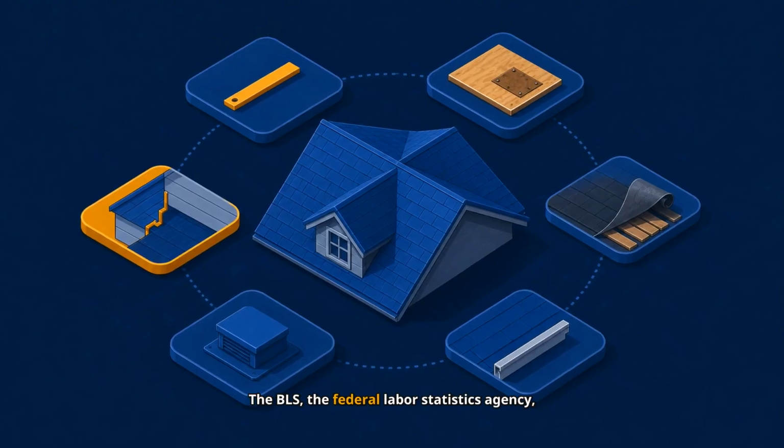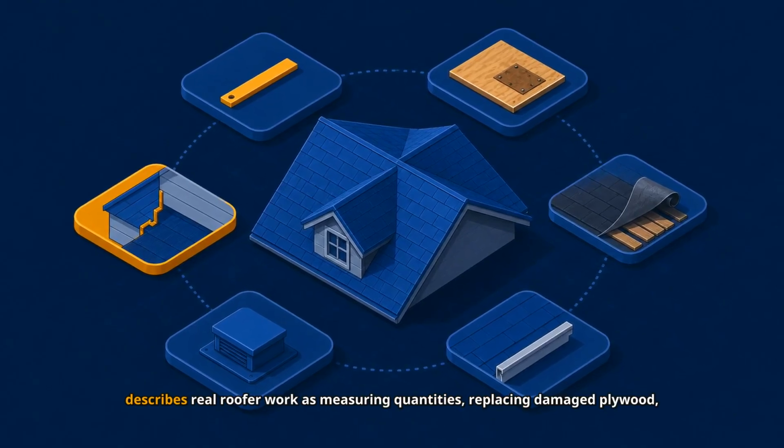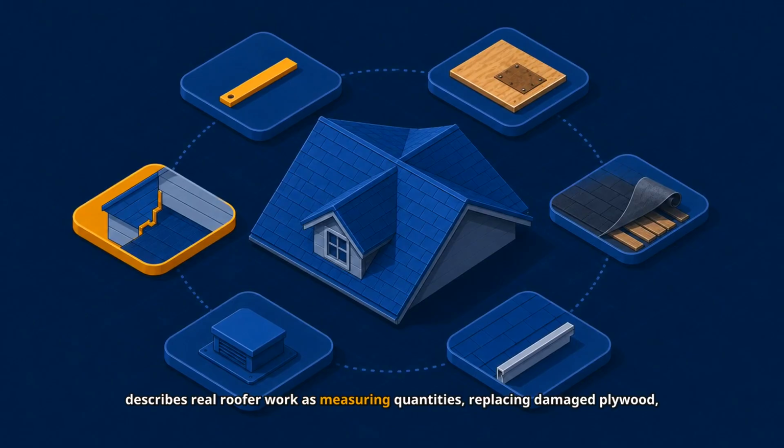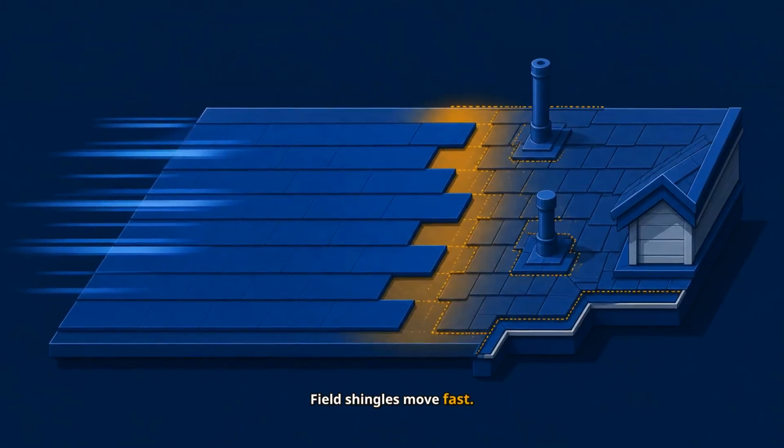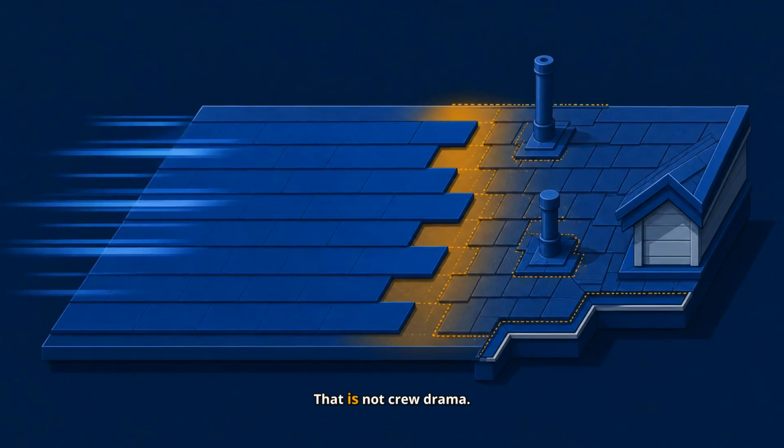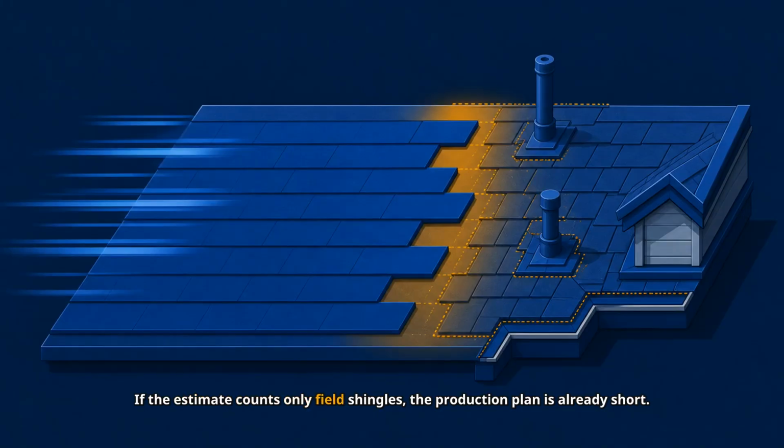The BLS, the Federal Labor Statistics Agency, describes real roofer work as measuring quantities, replacing damaged plywood, removing old roof systems, installing ventilation, aligning edges, and cutting around walls or vents. A roof deck is the wood below the covering. Ventilation means airflow under the roof. Field shingles move fast. Details slow the board. That is not crew drama, that is scope. If the estimate counts only field shingles, the production plan is already short.